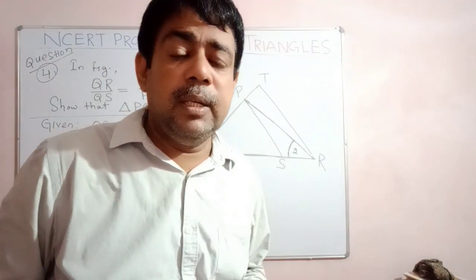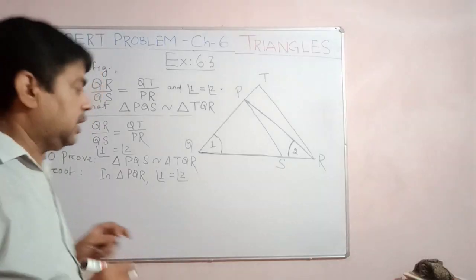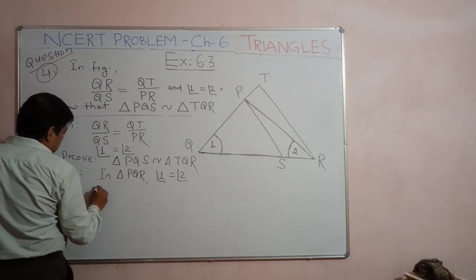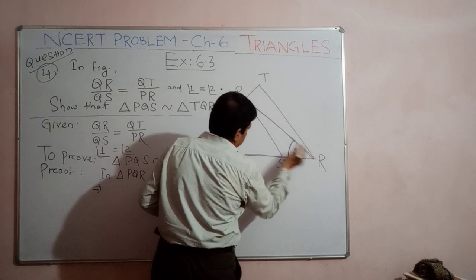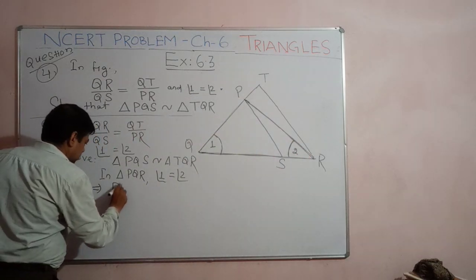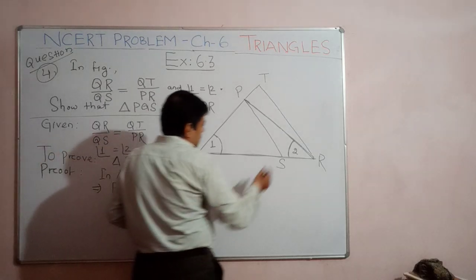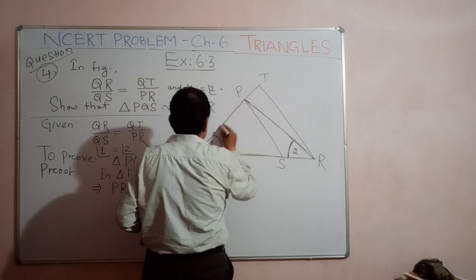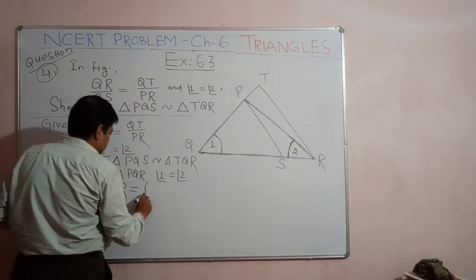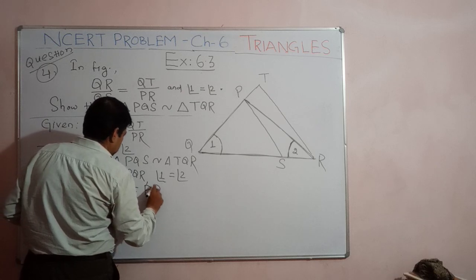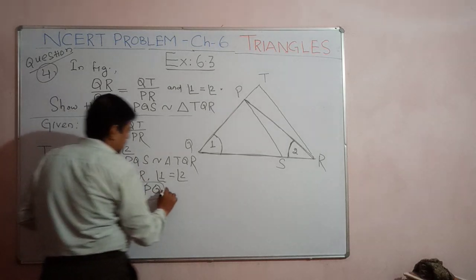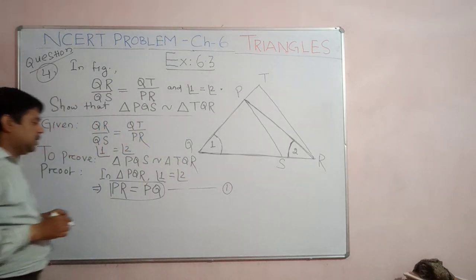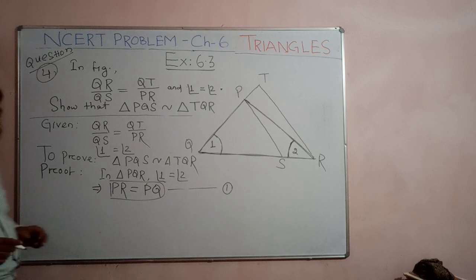Let's see, what is given here? In this question, in the figure, QR upon QS is equal to QT upon PR. This is given. Another one, angle 1 is equal to angle 2. To prove that triangle PQS is similar to triangle TQR. Understand? Okay, let us prove.